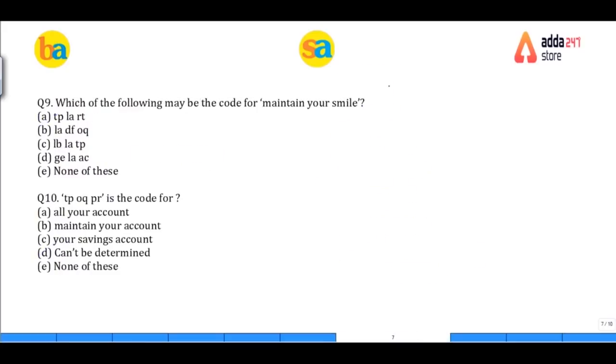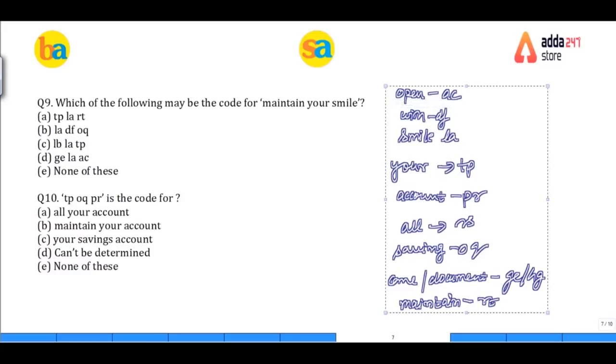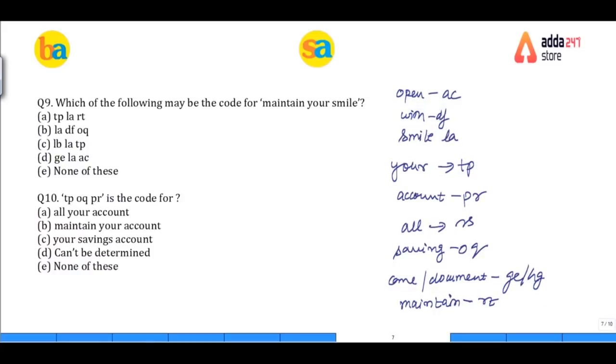क्वेश्चन नंबर 9, व्हिच ऑफ द फॉलोइंग मे बी द कोड फॉर मेंटेन योर स्माइल? तो मेंटेन का कोड हो गया है RT, योर का कोड है TP एंड स्माइल का कोड है LA. अगेन ऑप्शन ए हमारा करेक्ट आंसर हुआ. क्वेश्चन नंबर 10, TP OQ PR इज द कोड फॉर, TP इज योर, OQ इज सेविंग्स एंड PR इज अकाउंट, योर सेविंग्स अकाउंट. इसलिए ऑप्शन सी हमारा करेक्ट आंसर है.